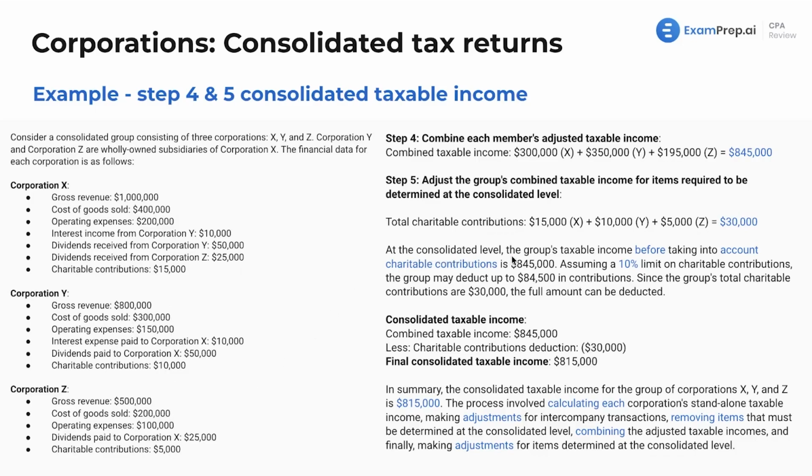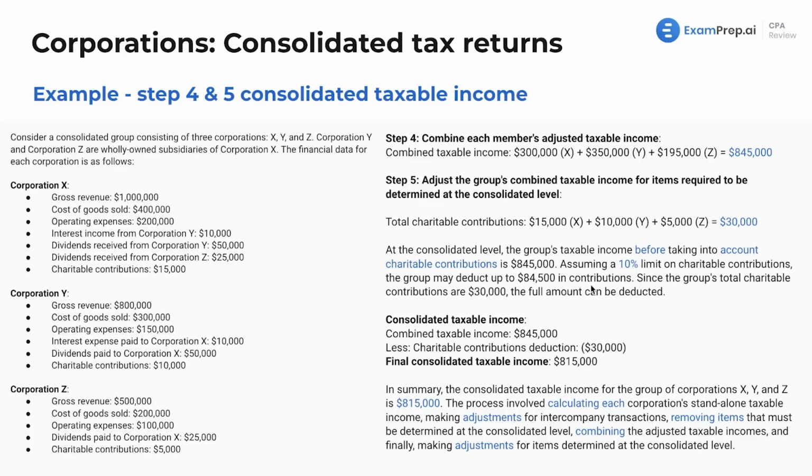At the consolidated level, the group's taxable income before taking into account charitable contributions is $845. Now, assuming this 10% limit on charitable contributions, this is important because this, as so many other lessons do, takes into account points from other lessons. We need to remember that there is a 10% limit on charitable contributions. Before considering them, we need to back it out of the income and consider that. So we are going to need to adjust the allowable charitable contributions because individually, all of these corporations had what they knew they could deduct for charitable contributions, but now we need to redo this 10%.